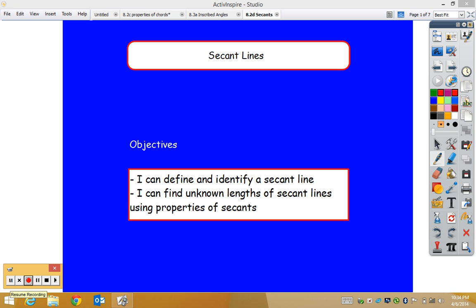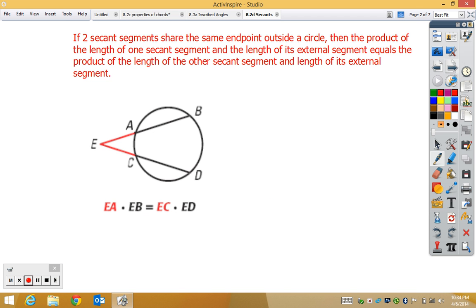So the topic of this video is secant lines, and our objectives: I can find and identify a secant line, and I can find unknown lengths of secant lines using properties of secants. If you recall, a secant line is a line that passes through a circle at two different points. So what we have here, EB and ED are both secant lines.